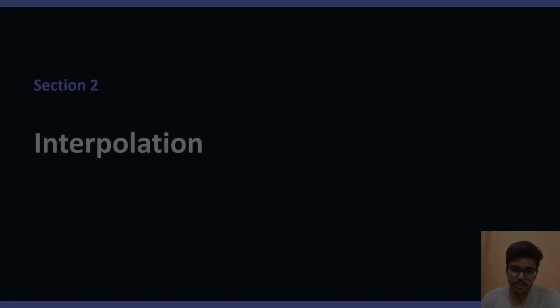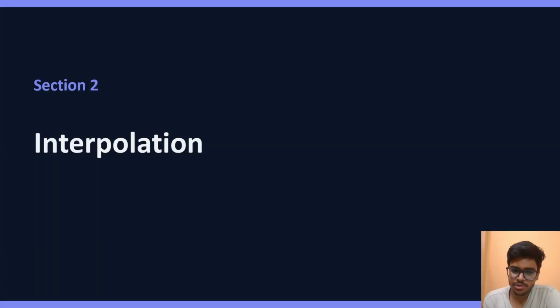Section 2 is about interpolation. Interpolation is used to estimate unknown values between given data points. In this section, different interpolation techniques are implemented in Python to estimate values and analyze their efficiency.